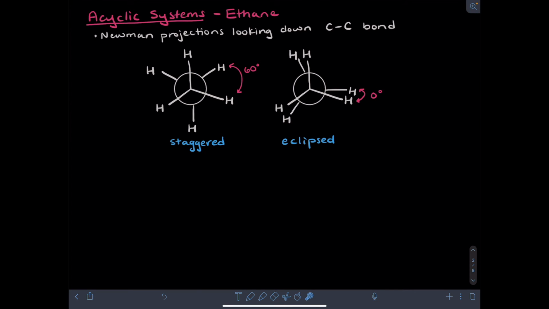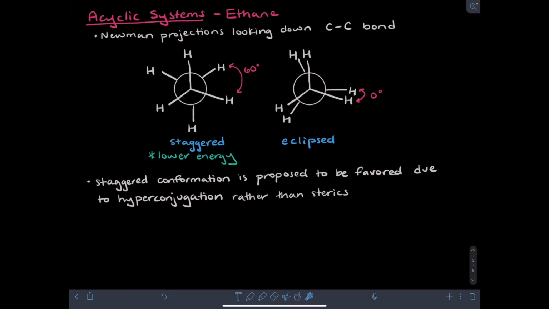Ethane also has an eclipsed conformation, where the hydrogens on the front carbon are directly in front of those hydrogens on the back carbon. In this case, the dihedral angle could be described as 0. And it's known that the staggered conformation is lower in energy. There's actually still some debate about the exact reason for why the staggered conformation is lower in energy. Some people would argue sterics, but it has also been argued that hyperconjugation is the main factor.